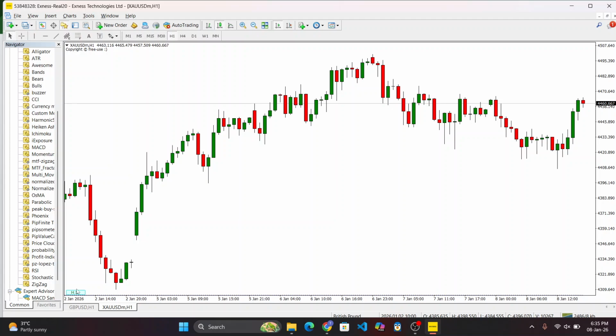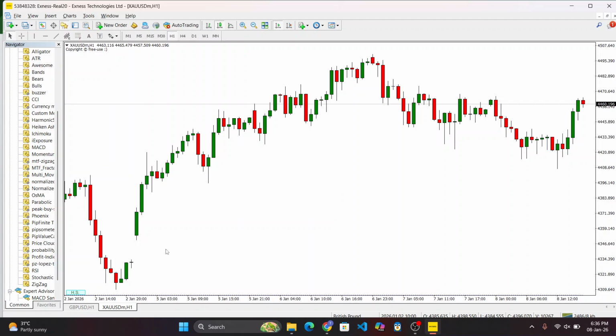Hi traders, in this video we are looking at the PZ Harmonic Indicator for MT4 and MT5. This indicator automatically detects and draws harmonic price patterns such as Gartley, butterfly, bat, and crab on your charts. In this video you'll see what it identifies, how patterns appear visually, and how the Forex Geek describes the indicator's role.